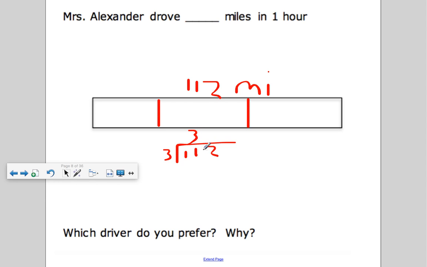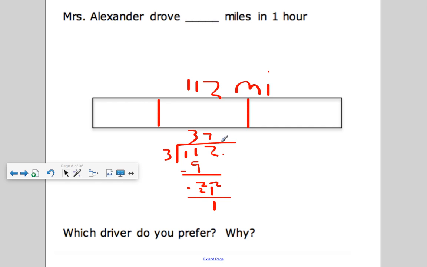How many 3's go in 11? 3 times. 11 minus 9 is 2. Bring down the other 2. How many 3's go in 22? 7 times. Uh-oh, we're going to have a decimal. How do I get rid of this remainder?